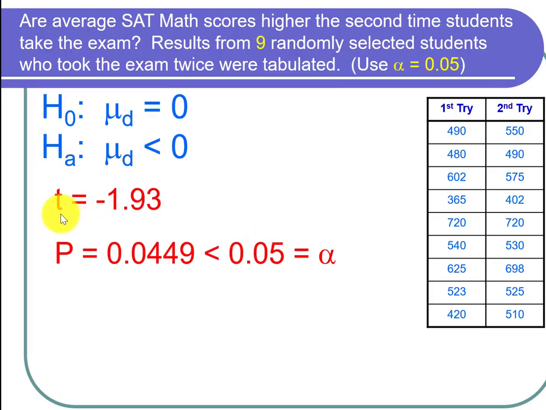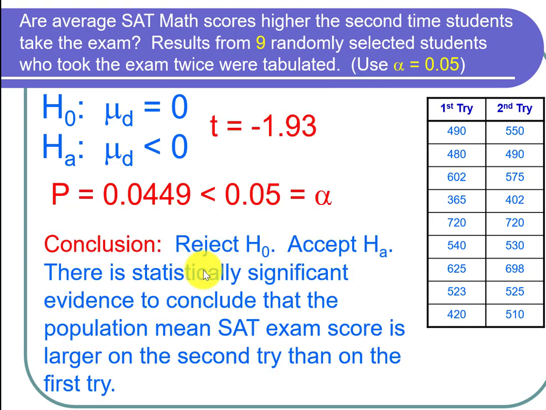So our test statistic was t equals negative 1.93, and the p-value was 0.0449, etc. Notice that our level of significance alpha is 0.05, and 0.0449 is less than 0.05. So that means I get to reject the null hypothesis. So let's state our conclusion.